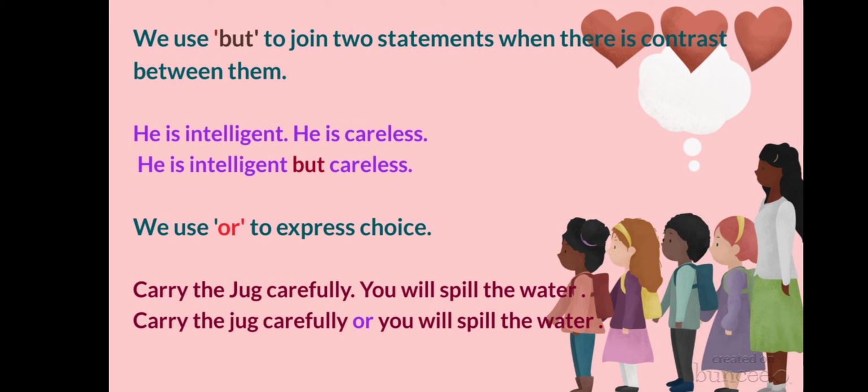Next, or. We use or to express choice. When we have two alternatives or two choices, in that case we use or, like tea or coffee. Here an example is given. Carry the jug carefully, you will spill the water. When we join this with the help of or, the sentence will be: carry the jug carefully or you will spill the water. Two choices are there. You have to do any one. For choices, we use or.